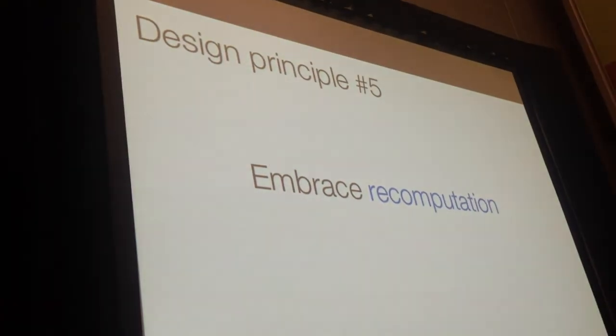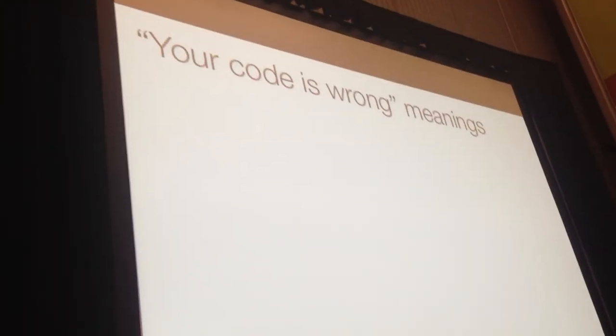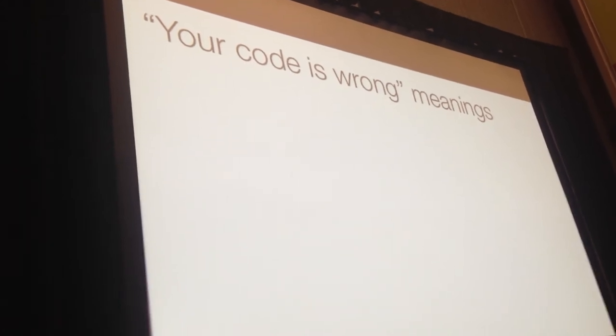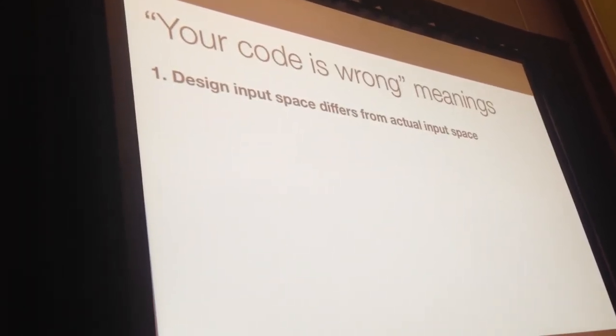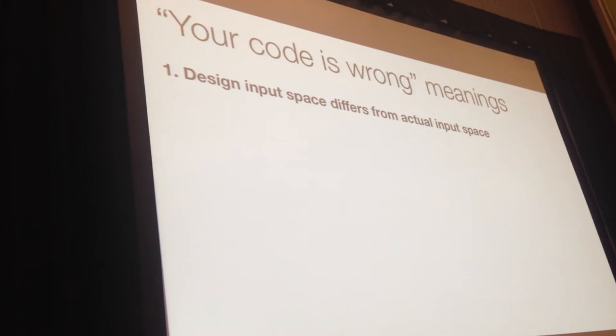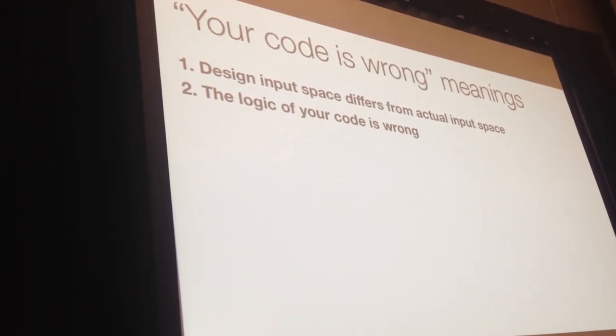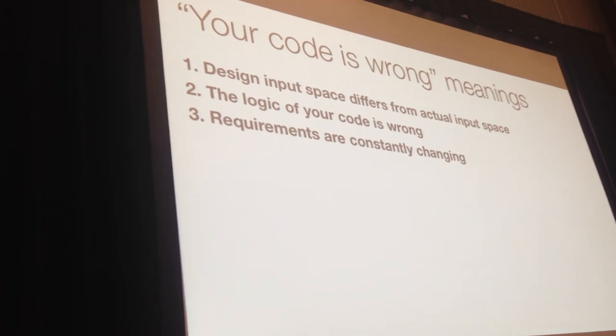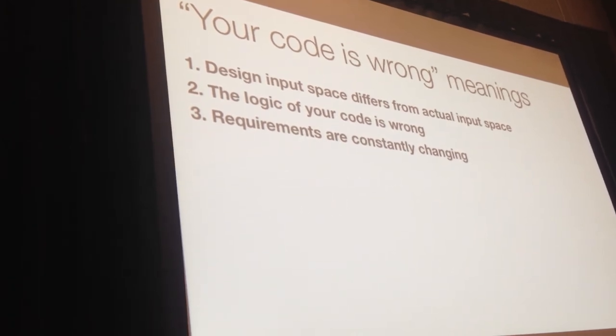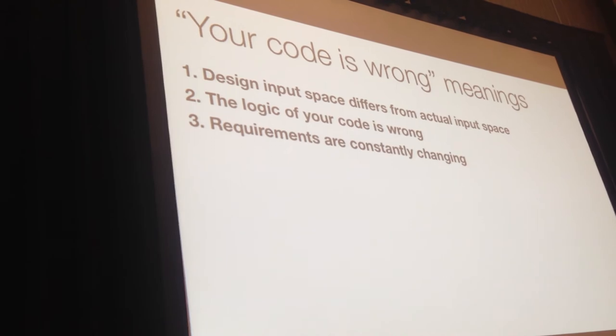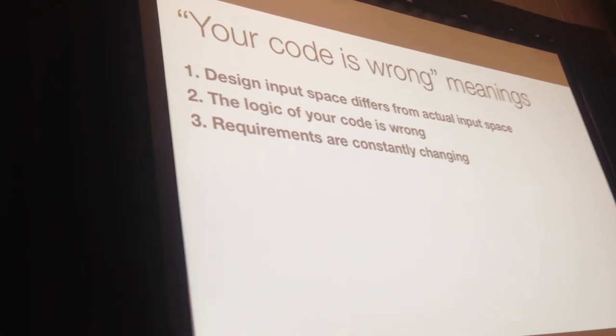The last design principle I'm going to talk about is embracing recomputation. When I said your code is wrong, there were multiple meanings to that phrase. The first was that your design input space differs from your actual input space. The second was that the logic of your code is literally wrong. And the last meaning I want to talk about is that the requirements for your software are constantly changing. So the code of today is wrong for the requirements of tomorrow.